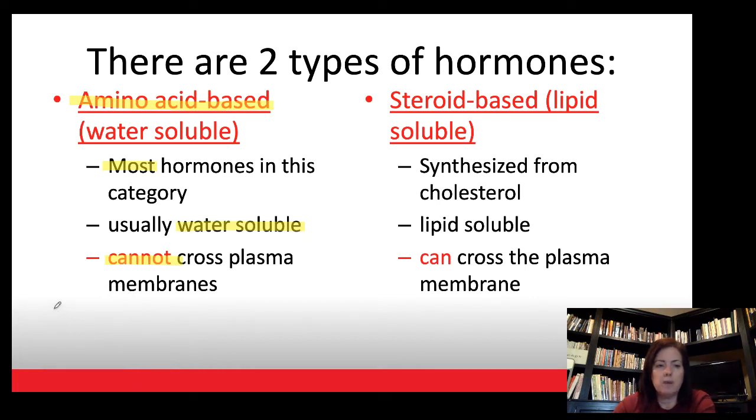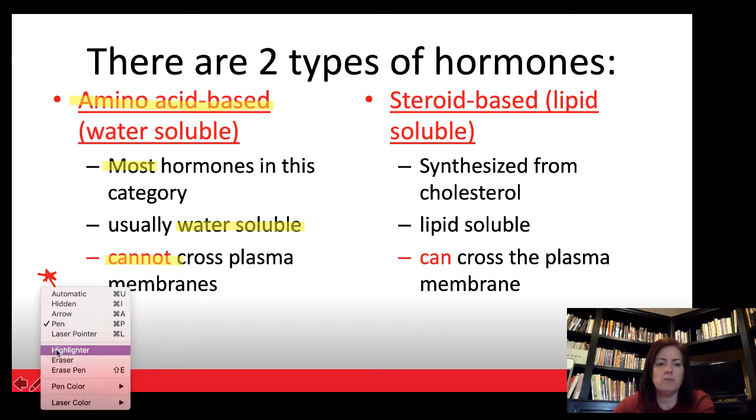Okay, and this is a really important detail here, because if here's my target cell and here's my hormone, I don't know how else to draw it, we'll draw it like a star, it's going to come up. Well, it can't enter this target cell, right? It can't cross the plasma membrane of the target cell. So it's going to have a different way to interact with this cell. And we're going to talk about that in just a second.